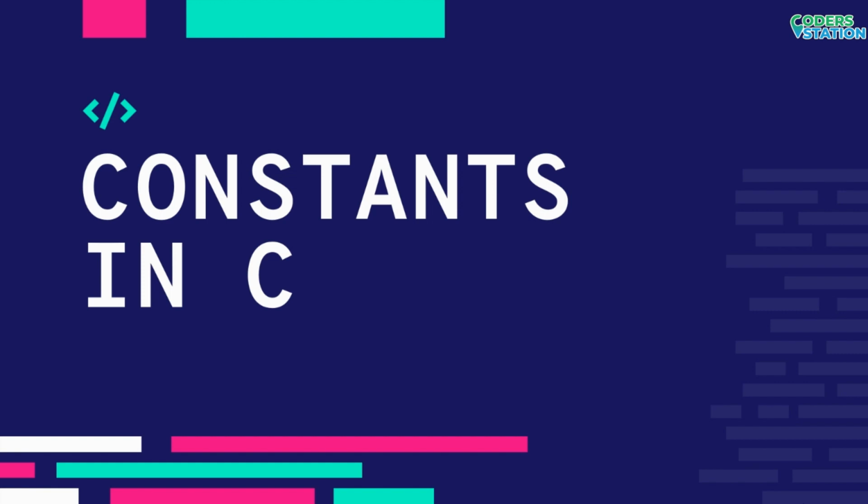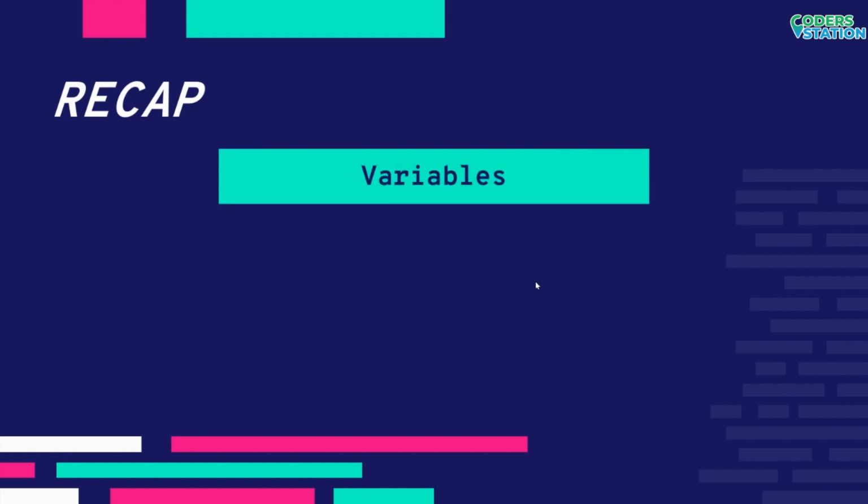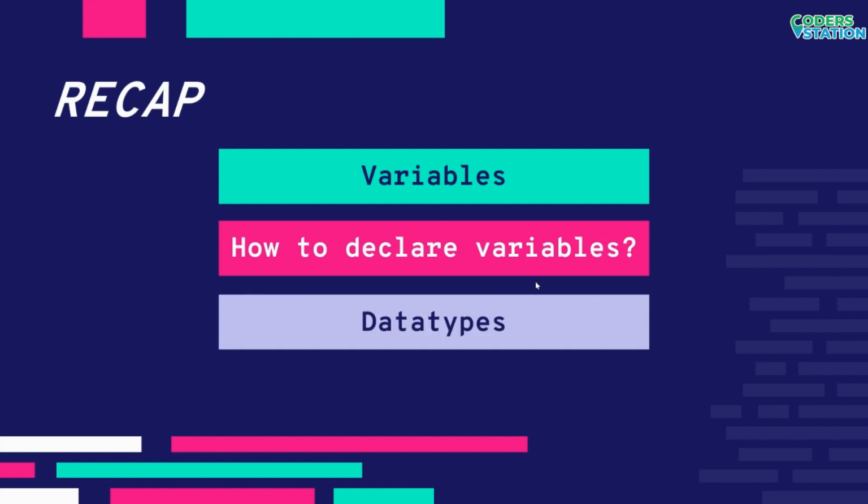Today in this video, we will be seeing what are constants in C. But before that, we will be having a quick recap of what we have done in our previous video. In our last video, we have seen what are variables. Variables are actually the names given to a particular memory location where we store our data. Next, we have also seen how to declare variables, and all the data types which are available in C, such as integer, float, character, and all. In case you have missed our previous video, I am providing the link in our description box.